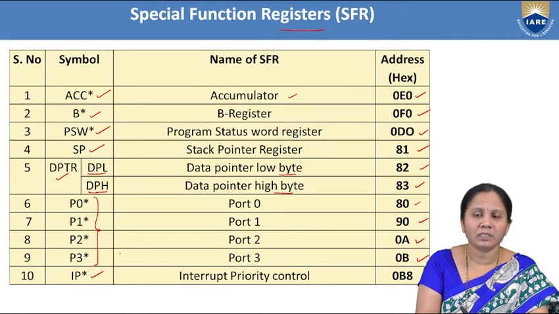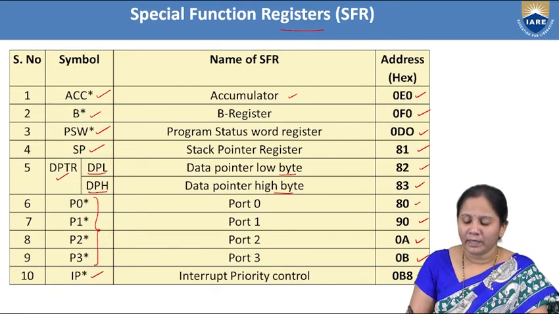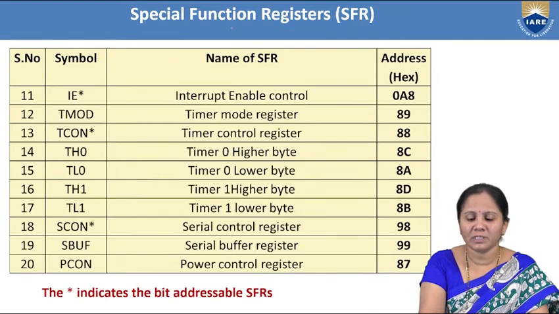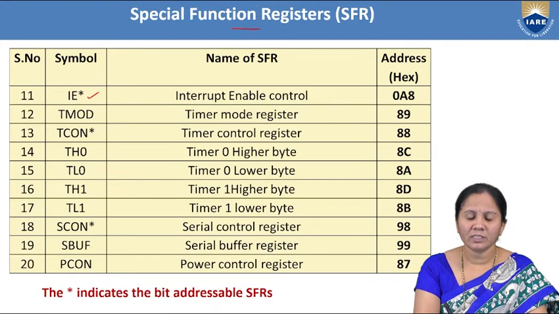It is the IP register, which can also be called interrupt priority control, and its address is 0B8H. Some more special function registers are here. The next one is IE. IE stands for interrupt enable. This register is also related to interrupts. Its fixed address in the internal RAM address space is A8H.